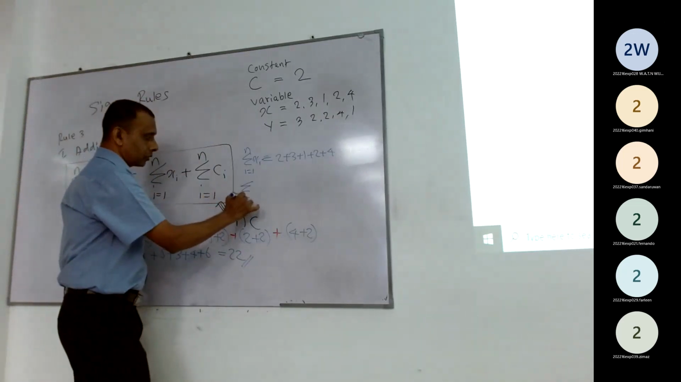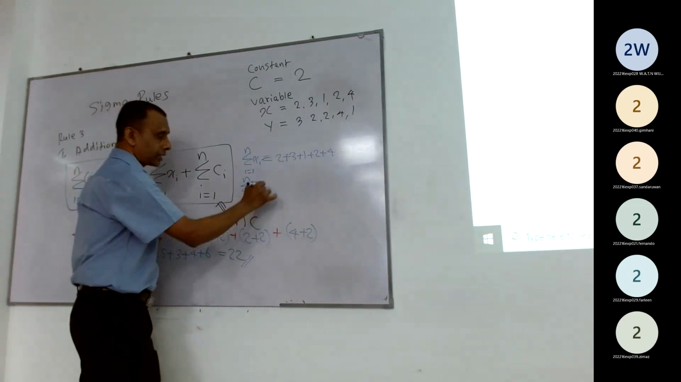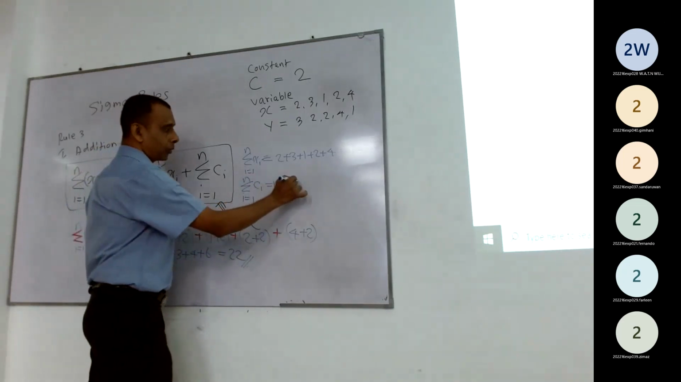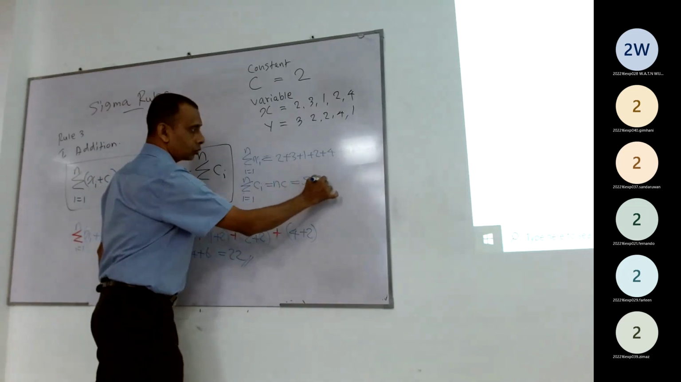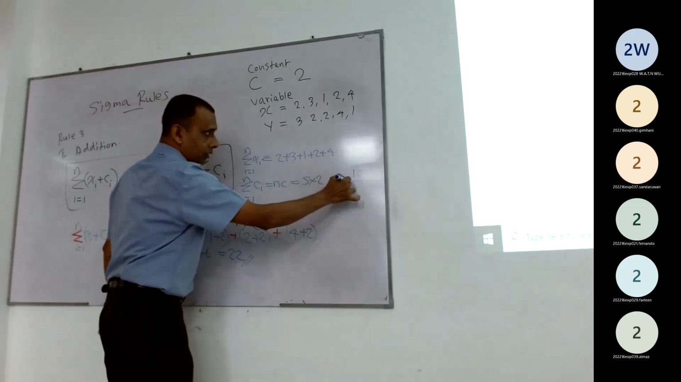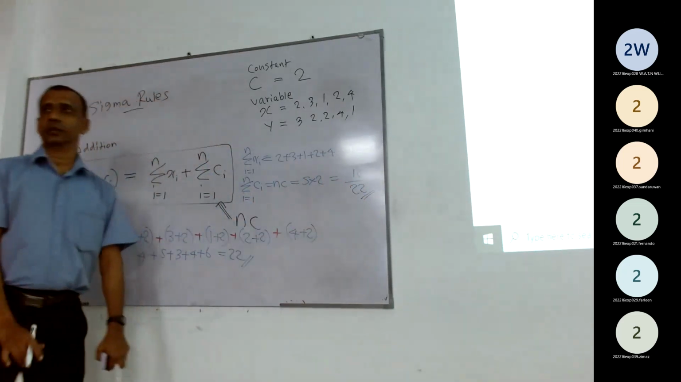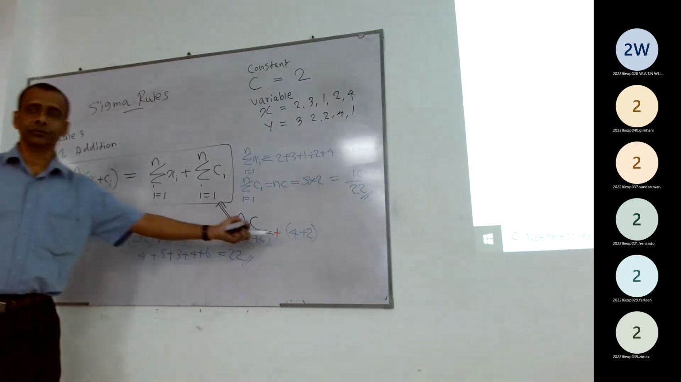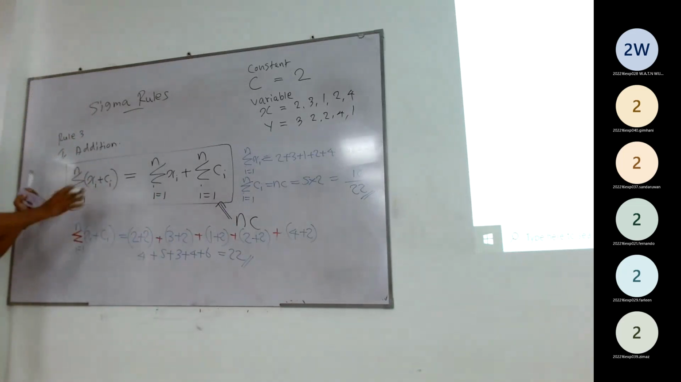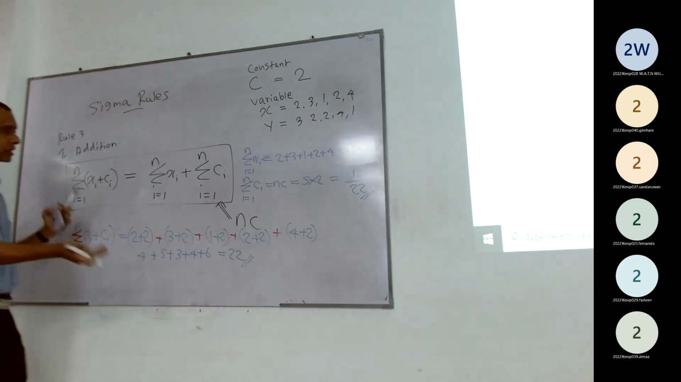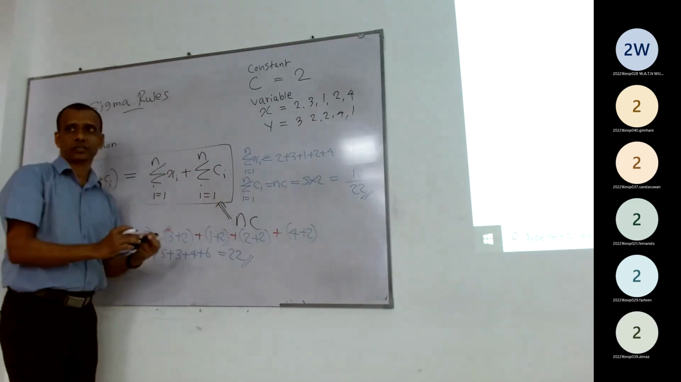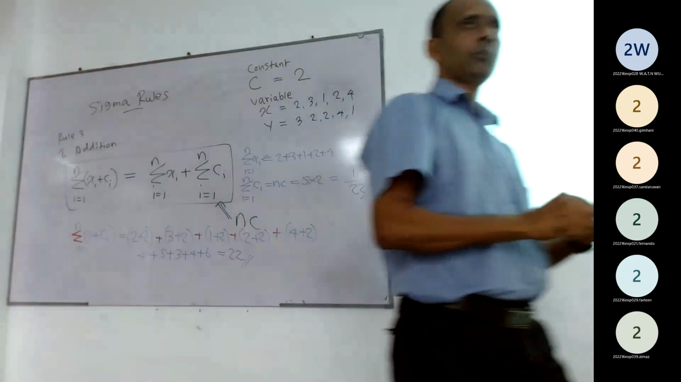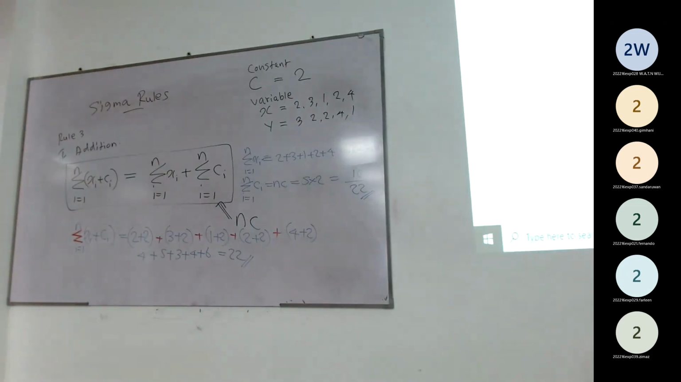Then sigma i equals 1 to n ci is equal to nc. How many times? 5 times c, that is 10. When you take the summation again, no problem, addition, you can do separately. First you take the summation separately, then add. Same marks, addition, no problem. That is rule 3, part 1.